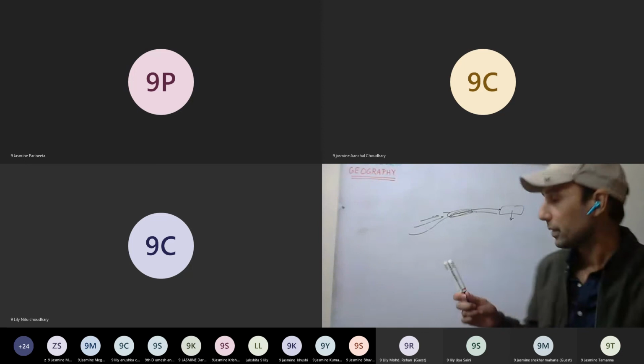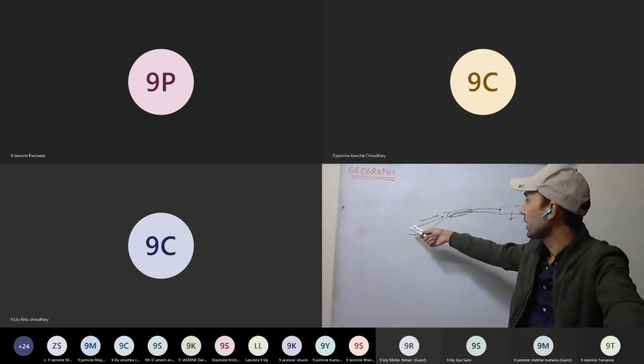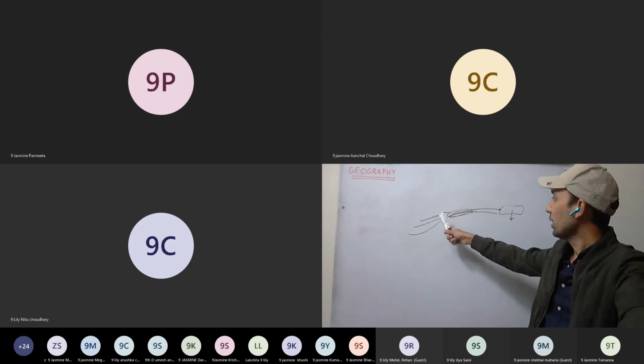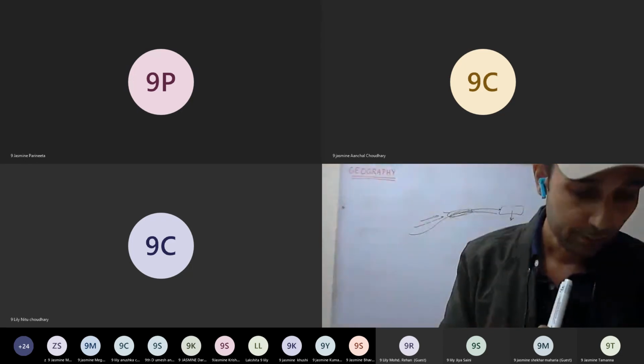Coastal climates are equable. This we have already discussed. Moderating effects of the sea. Seawater gets cooled as well as heated very slowly. So there is very less variation in temperature.